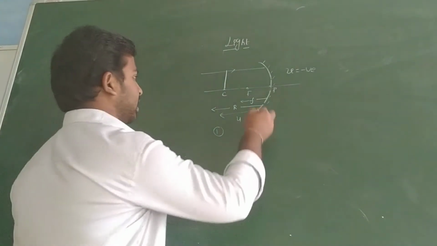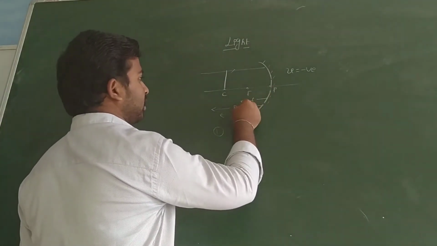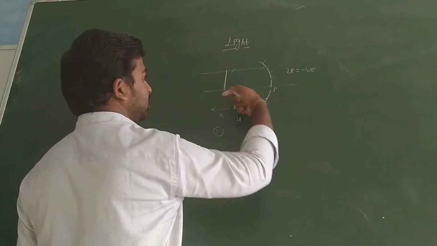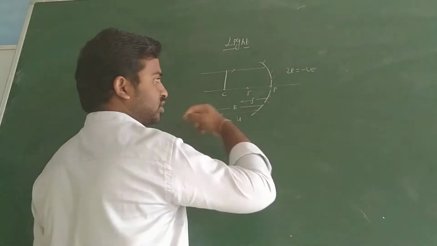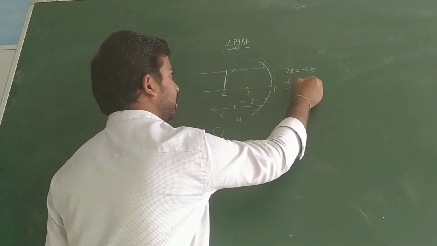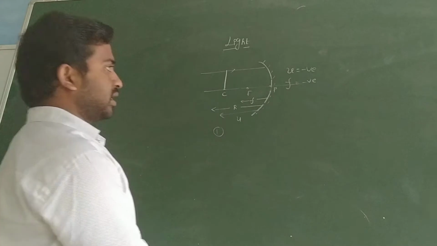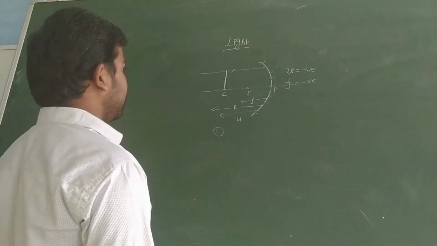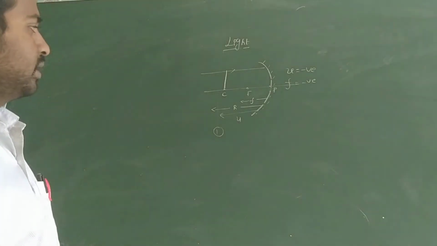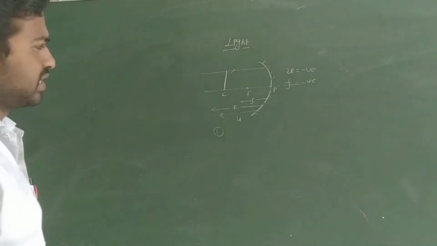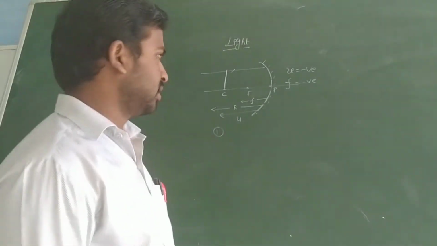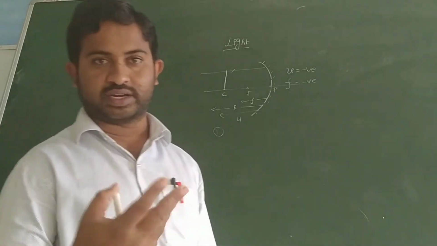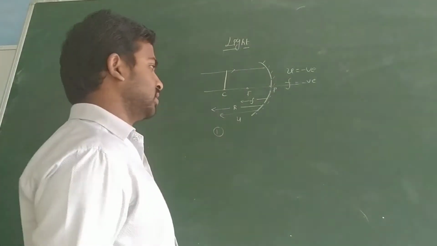And if you want to calculate the focal length, pole to focus is the focal length. The incident light ray is going this side, but we measure the focal length this side, opposite to the direction of incident light. So the focal length is always negative for a concave mirror. That is the second sign convention. What about image distance, the height of the object and the height of the image? We can discuss that after completing this.